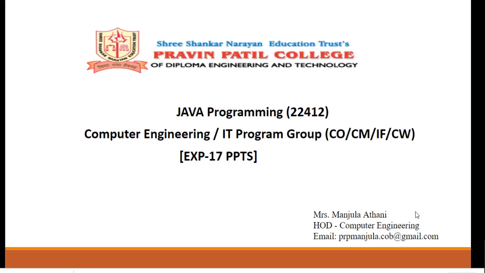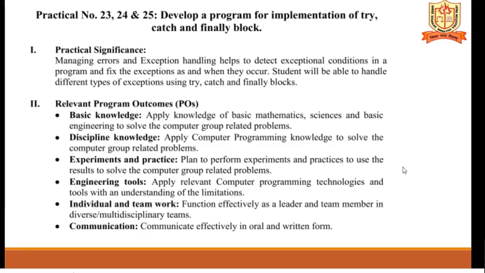Hello everyone, this is experiment number 17. In this one, we'll see serial number, practical number 23, 24, 25. That is 25. Develop a program for implementation of try, catch and finally block. Managing errors and exception handling help us to detect exceptional conditions in the program and fix the exception as and when they occur. Students will be able to handle different types of exception using try, catch, finally block.